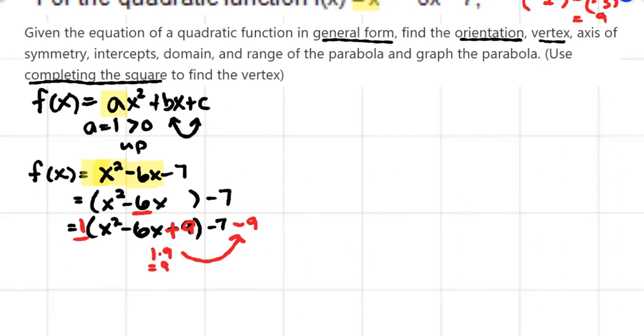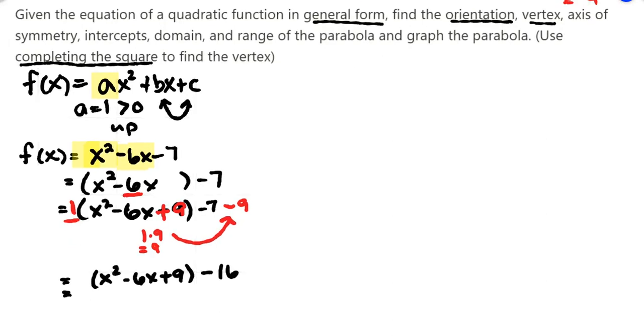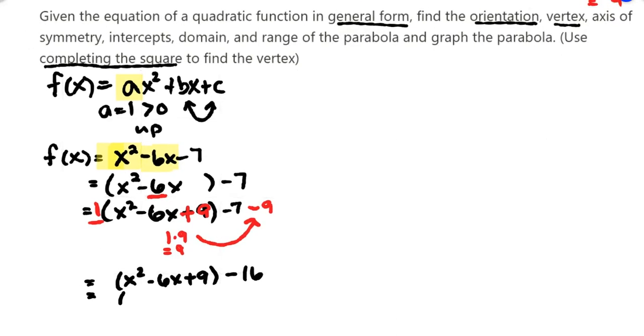So this will give me x squared minus 6x plus 9 minus 16. Now I'll be able to factor what's inside the parentheses, and it'll become a perfect square trinomial. So this will factor to become x minus 3 squared minus 16.